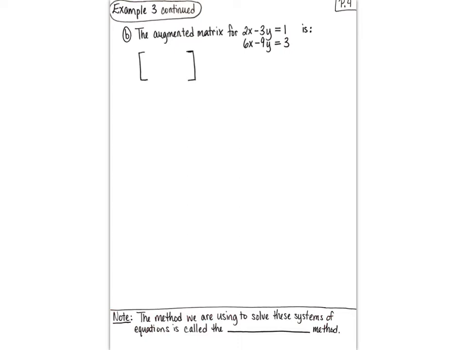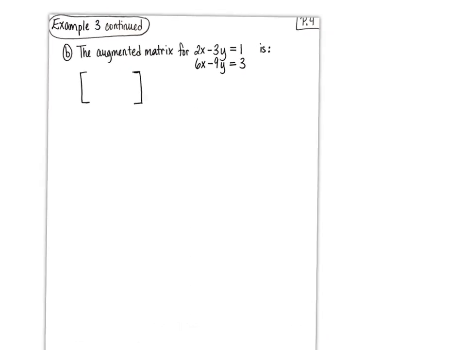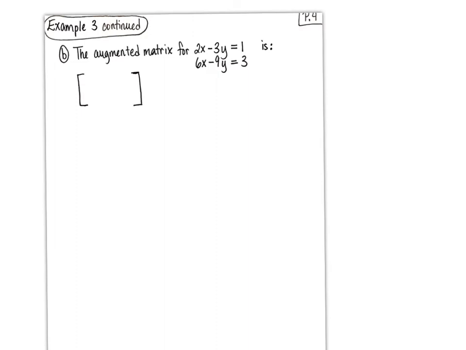Example 3 continued. What we want to do is solve this system of equations using matrices. So we're going to write down our augmented matrix. What is that? 2, -3, 1, and 6, -9, 3. Good. Okay, what would you like to do first?